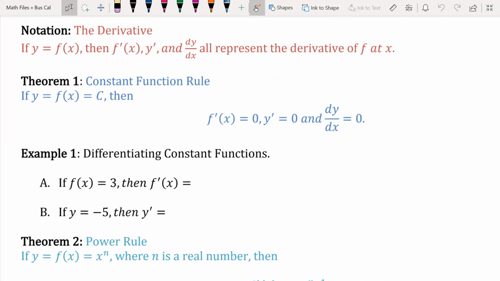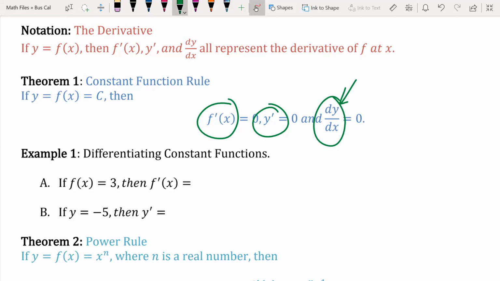So here are your derivative notations. Remember that f prime of x means zero. Now you have a new notation, y prime, that also means the derivative will be zero. And dy over dx also means the derivative. But the way you pronounce this one is you say the derivative of y with respect to x. So if you ever see that notation, all that says is take the derivative.